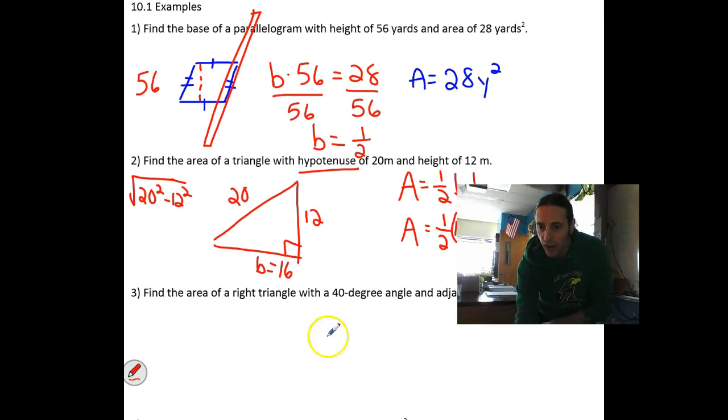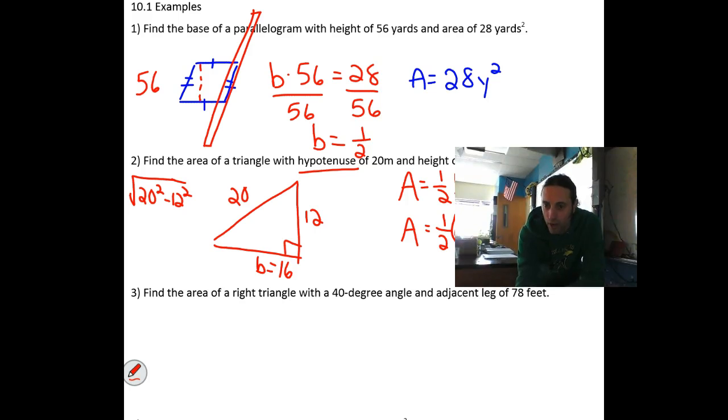It says, find the area of a right triangle. Let me get my picture out of the way. With a 40-degree angle and an adjacent leg of 78 feet. Again, if you think you can do this problem ahead of me, go for it. If you want to see how I'm going to do it, we'll just set it up.